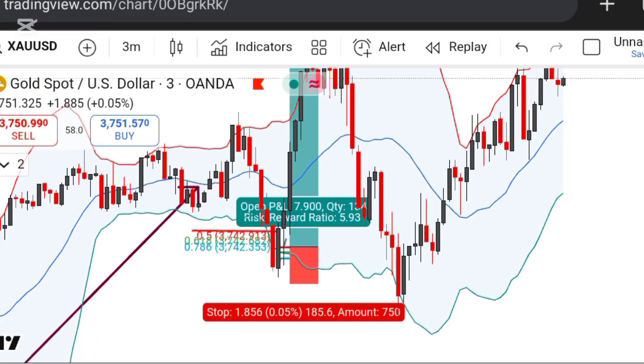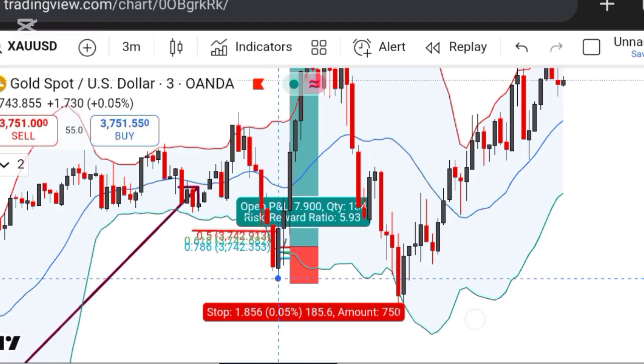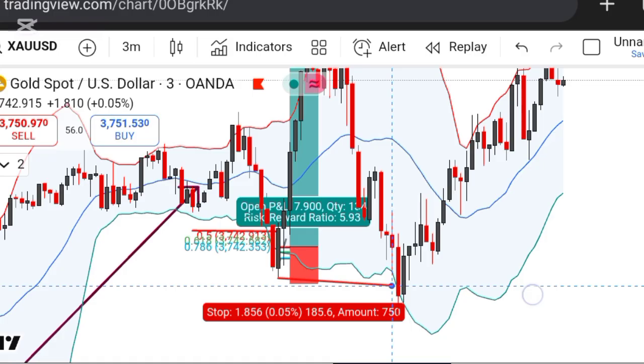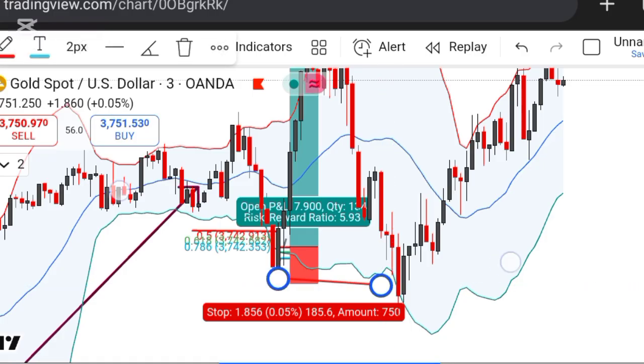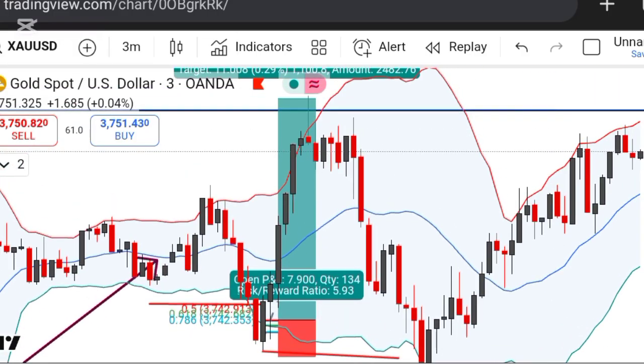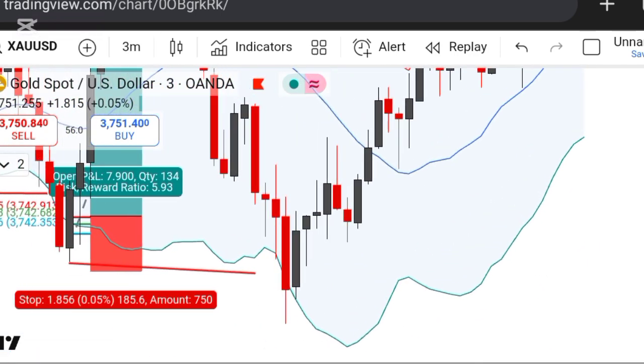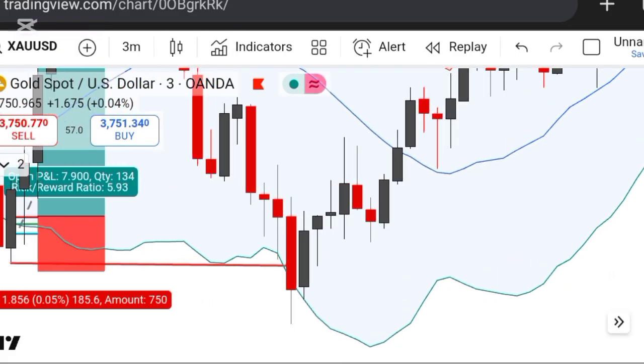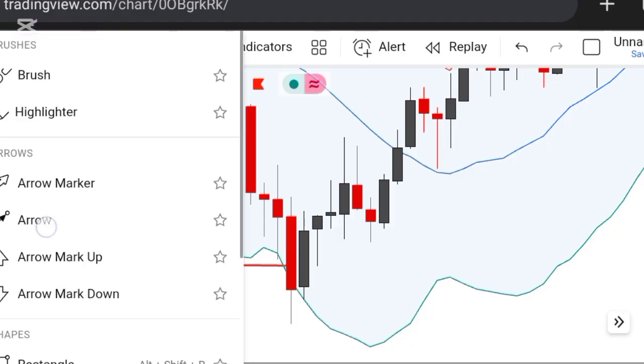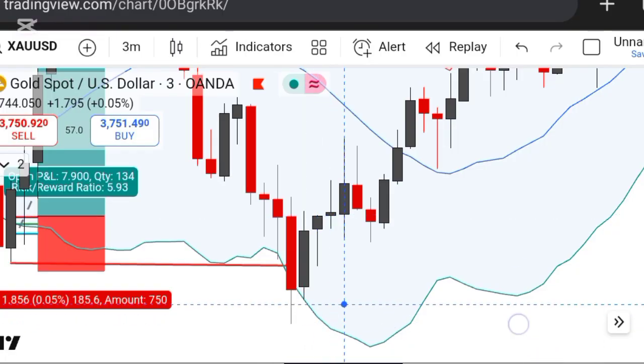So what happened is this market has broken structure right here. There was no other structure to the downside except this. So as this market breaks structure again to the downside, you start looking for entry. As the market broke structure again to the downside and closes with a bullish candle right here, this is when you should look for a trade.